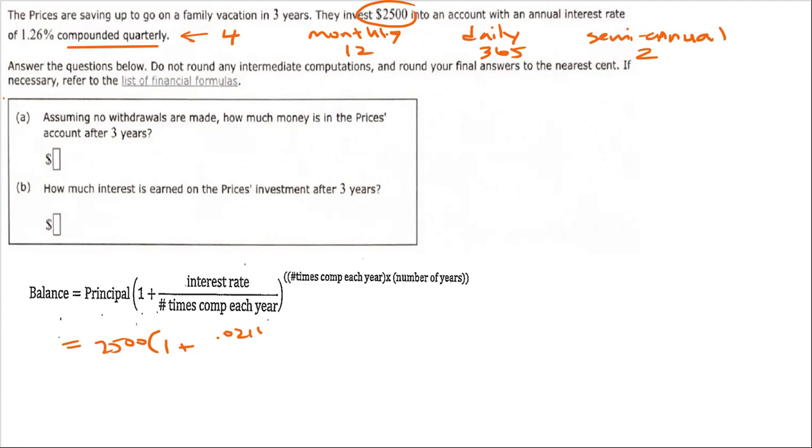So that's going to be 0.0126. Okay. And the number of times compounded is quarterly, so that's going to be 4. And then that's going to be raised to the number of times compounded, that's 4, times the number of years. It's going to be after 3 years, so 3 here. Okay. All right. So 4 times 3 is going to give us 12. And again, I want to use PEMDAS, so I'm going to calculate inside the parentheses first. Okay. And then raise it to the power of 12.